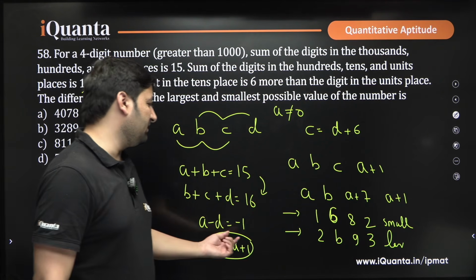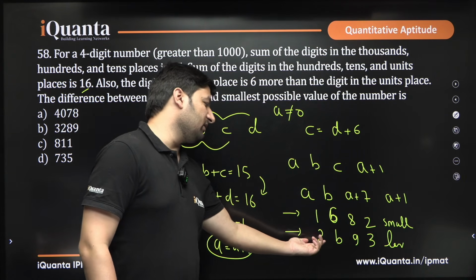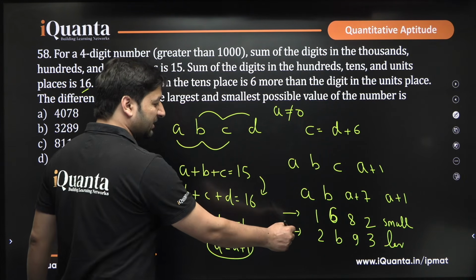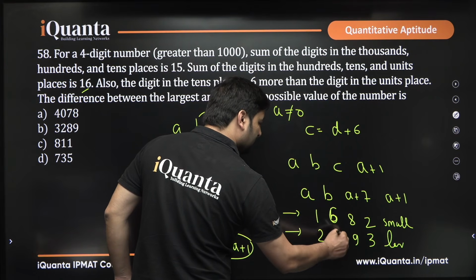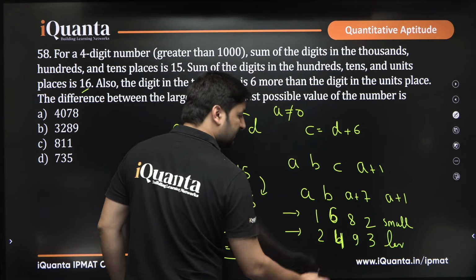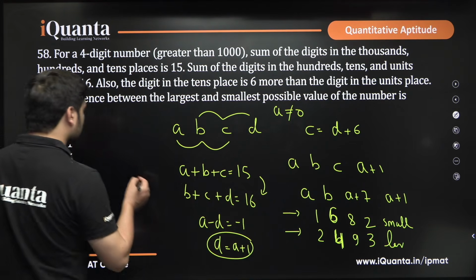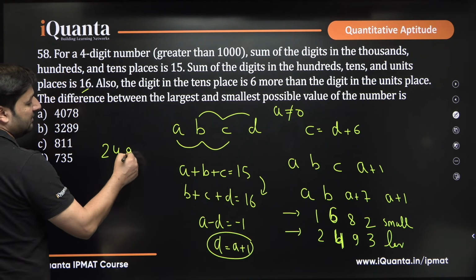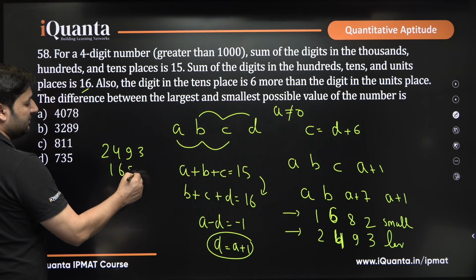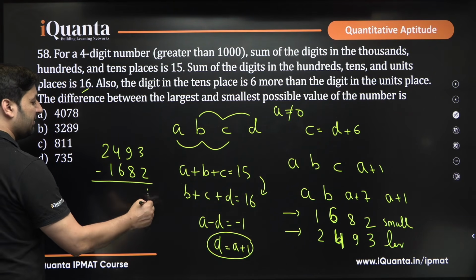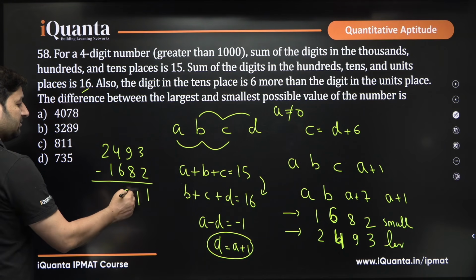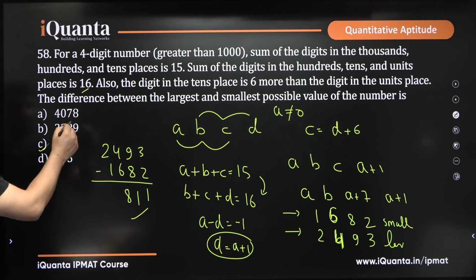And similarly we have to find B over here, so that the sum of the first 3 is 15. So, 9 to 11, B should be 4 and this should also satisfy 4 plus 9 plus 3 equal to 16, yes, okay. So, the largest number possible is 2493, the smallest possible is 1682. What is the difference? It will be 811, that is your answer, option C.